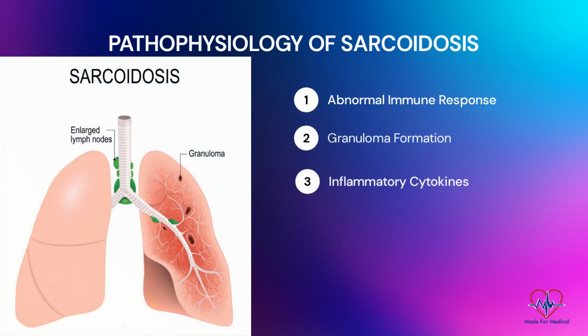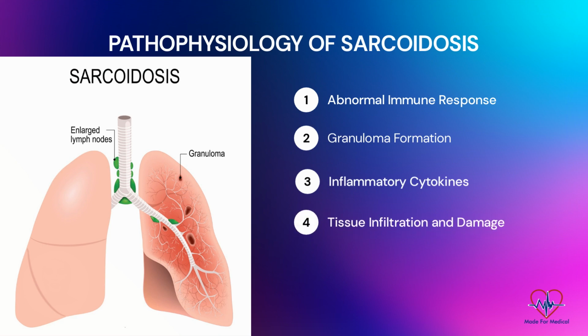Inflammatory cytokines. In sarcoidosis, immune cells within the granulomas release various inflammatory cytokines, such as tumor necrosis factor alpha, TNF-alpha, interferon gamma, IFN gamma, and interleukins. These cytokines contribute to the ongoing inflammation and tissue damage seen in sarcoidosis.